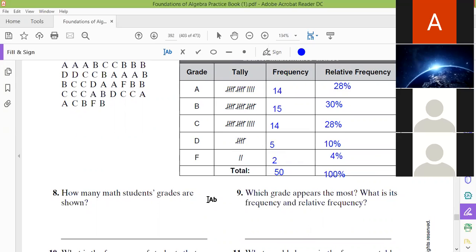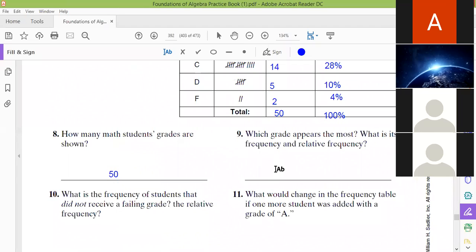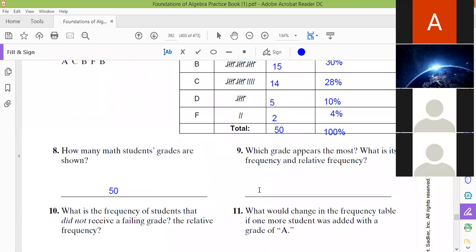How many math students' grades are shown? Total, how many students are there? 50 students were graded. Which grade appears the most, or the mode? B, 15. And what is its frequency and relative frequency? B, 15 is its frequency and 30% is its relative frequency.